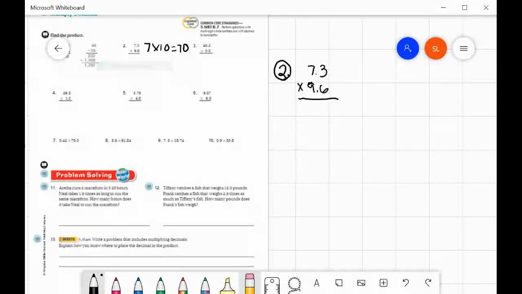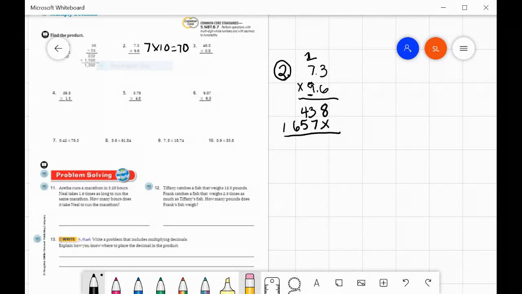So 6 times 3 is 18. We're going to carry the 1. 6 times 7 is 42, plus 1 is 43. Now we're going to go to the 9, and we need to put a placeholder, either an X or a 0. And we're going to say 9 times 3 is 27, carry the 2. 9 times 7 is 63, plus 2 is 65.